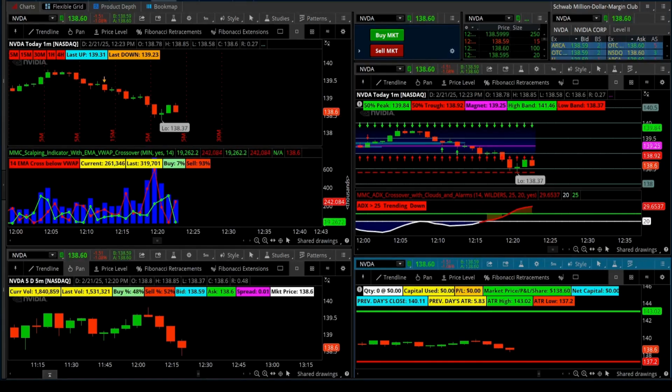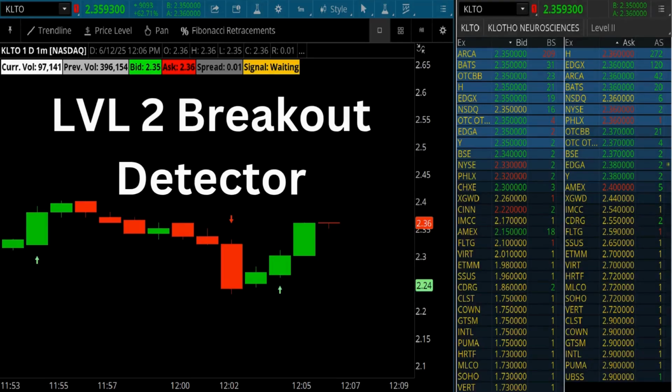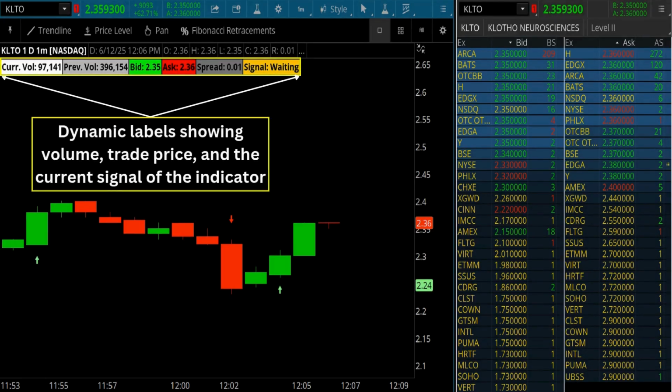The Level 2 Breakout Detector duplicates one of the most watched for Level 2 signals, the absorption breakout, monitoring volume and price action together to determine if there is an increased interest in trading the stock. 6 dynamic color-coded labels show the rising volume, the current price action, and signal when specific levels in volume and price action are met or exceeded.